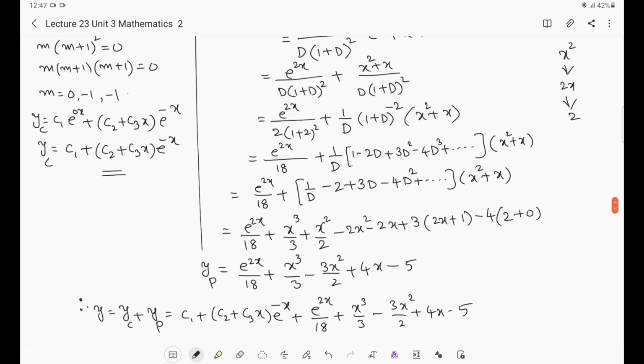So in today's class, for finding particular integrals, we have seen case 2 and case 3. Case 2 was sine of ax plus b or cos of ax plus b, if the right hand side function is sine of ax plus b or cos of ax plus b. And the third case is when the right hand side function is in the form of x power m. So two more cases are remaining, fourth case and fifth case. That will be discussed in the next class.